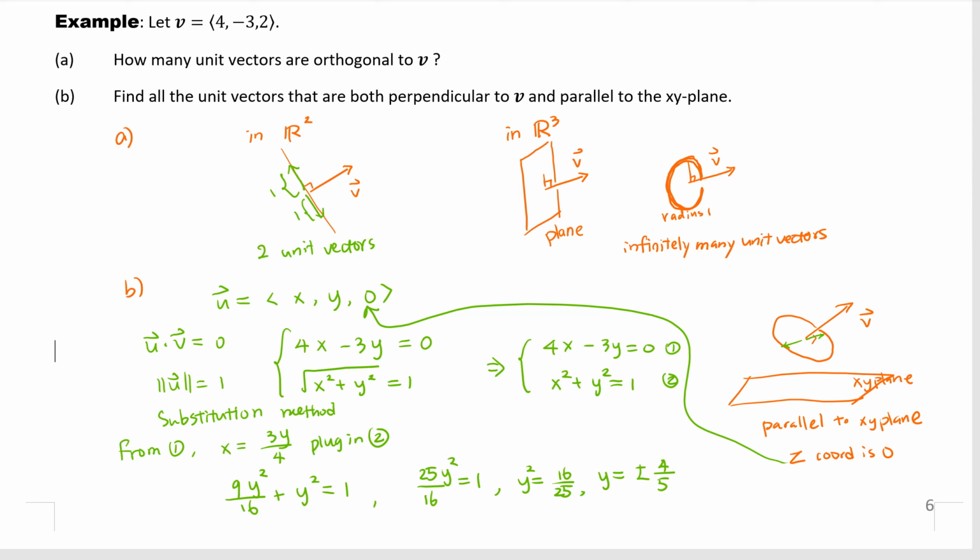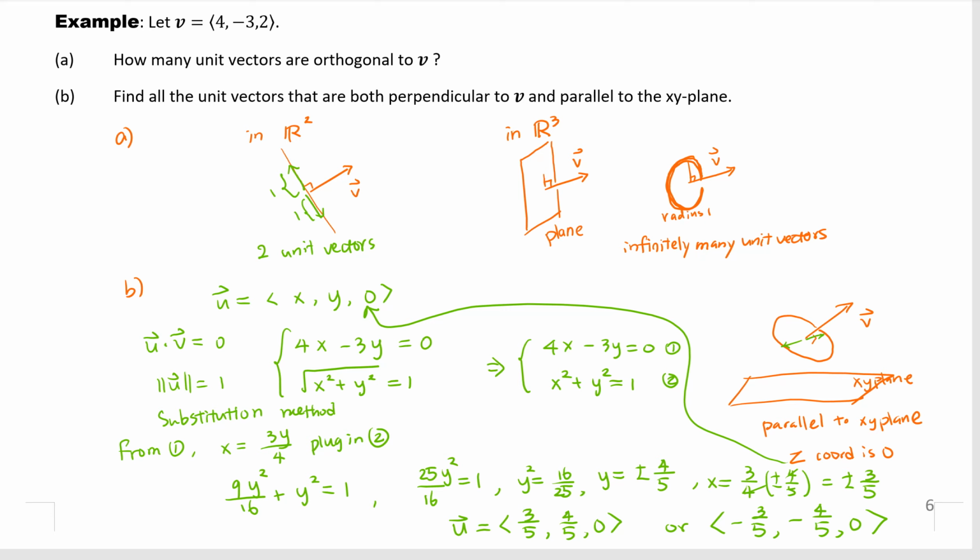Okay, and how about the x? Well, x is 3 over 4 times plus or minus 4 over 5. You see, the 4s cancel, so that's why we get plus or minus 3 over 5. What does that mean? If x is positive 3 over 5, then y is positive 4 over 5. Or if x is negative 3 over 5, then y is negative 4 over 5. So far, so good, everybody?